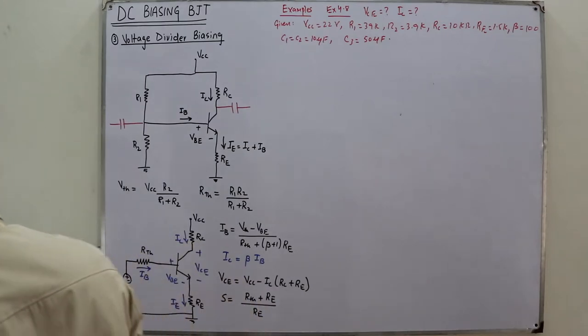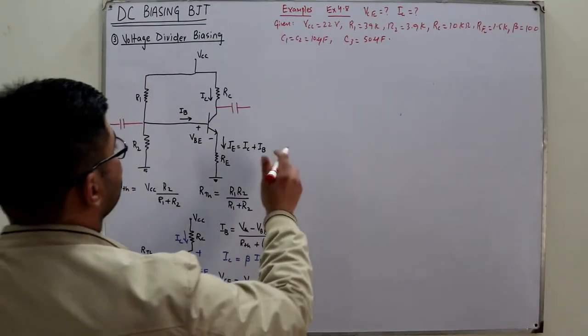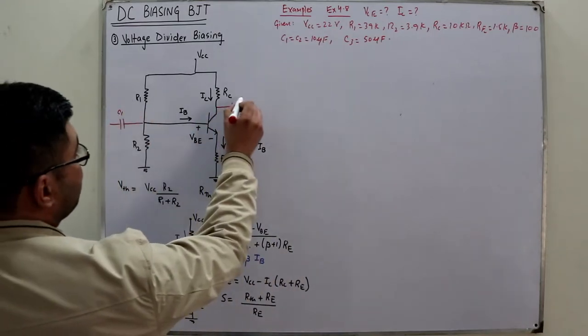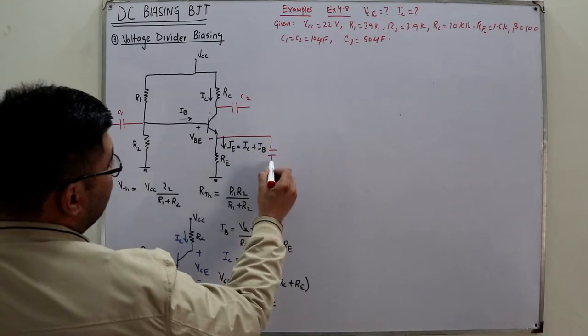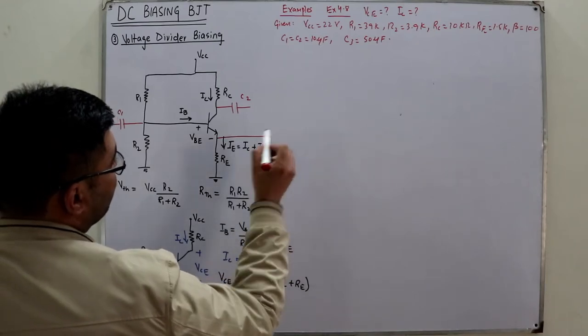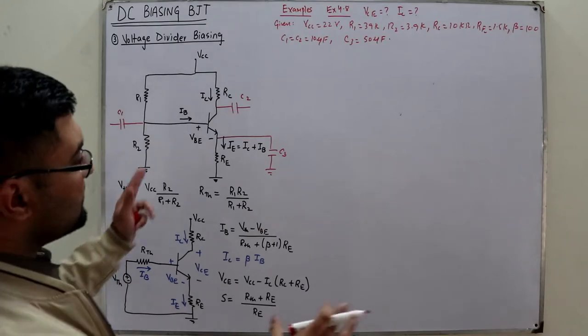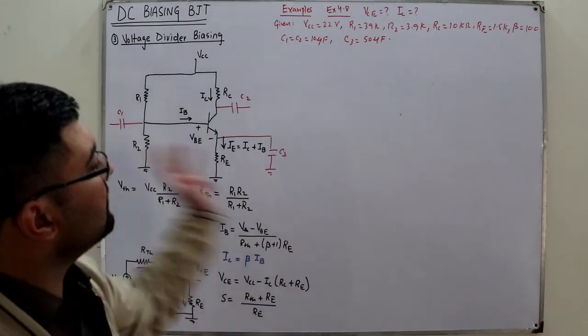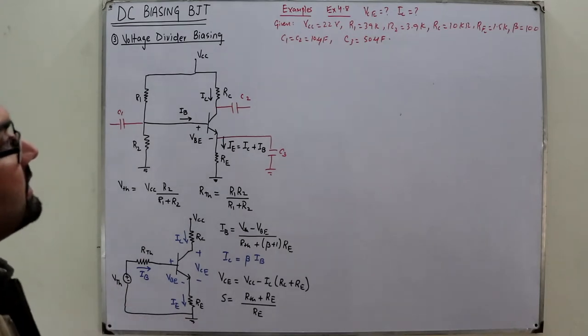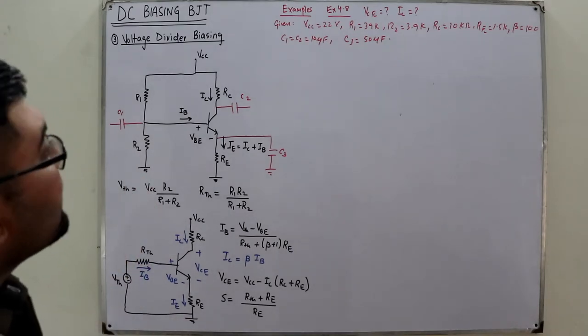Have a look, we don't have anything to do with this. This one is C1, this one is C2, and C3 is in parallel with this RE. So this is the DC analysis. We'll study about the capacitors in the AC analysis. So forget about this. In the DC analysis, all these would be open circuited. Let's get to our analysis.